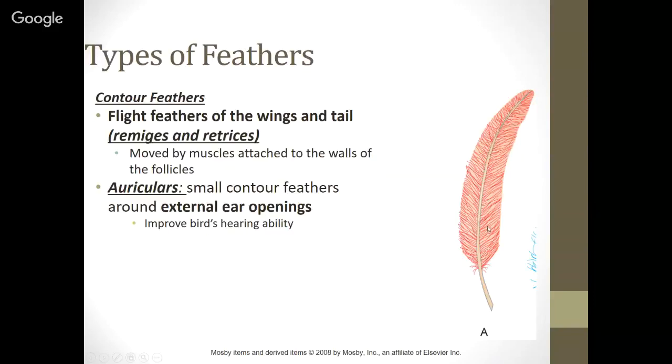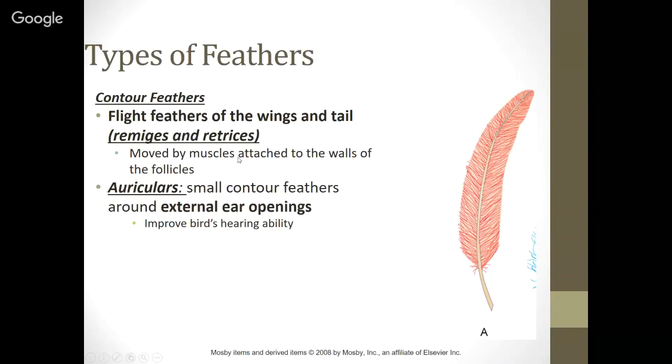So the different types of feathers. Here's the vane, the flat part of the feather. Here's the rachis, and then the rachis and the vane on either side of the rachis. And this rachis has barbs that then have barbules that connect to hooklets in between. So these are the contour feathers. They're the feathers you typically think of when you're thinking of feathers. They are flight feathers of the wings and the tail. We call those remiges and rectrices, and they're moved by muscles that are attached to the walls of the follicles. They help to control flight.